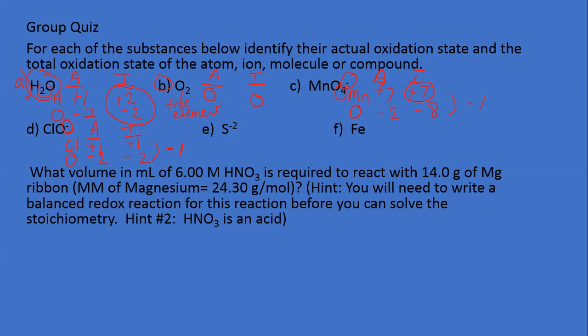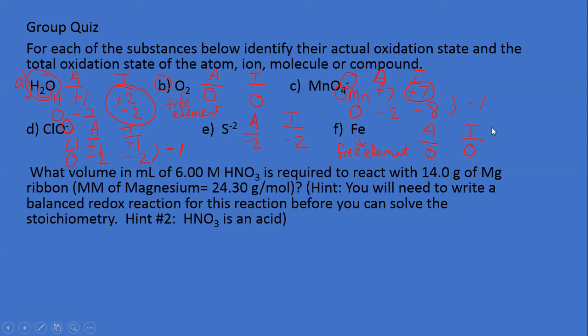All right, sulfide, S -2. Notice it's an ion, just an ion by itself. So actual, there's only one of them, -2, total -2. Fe, iron, is a free element. Notice no charge on it by itself, which means actual is 0, total is 0.